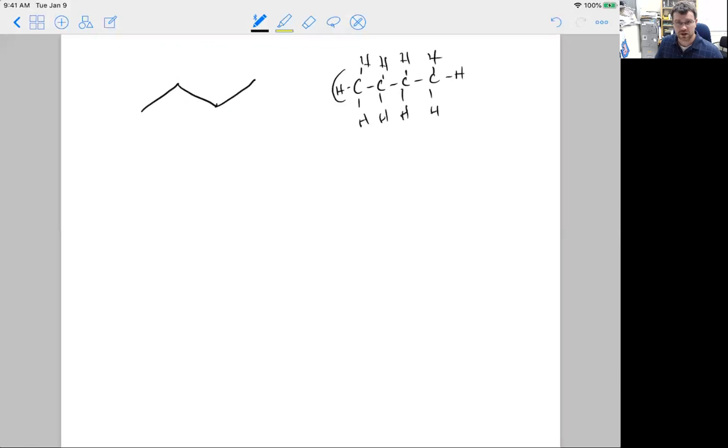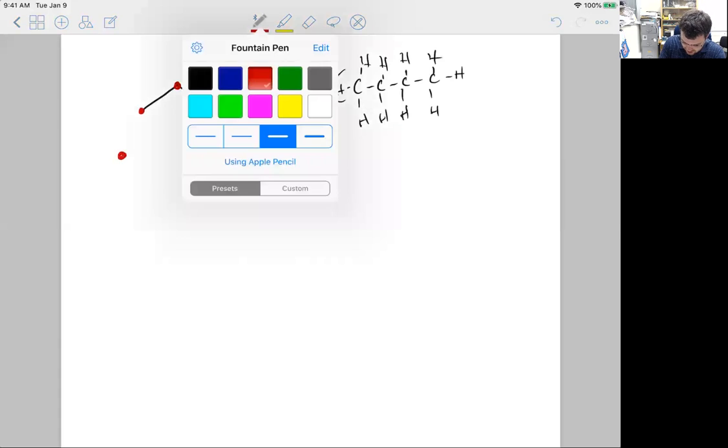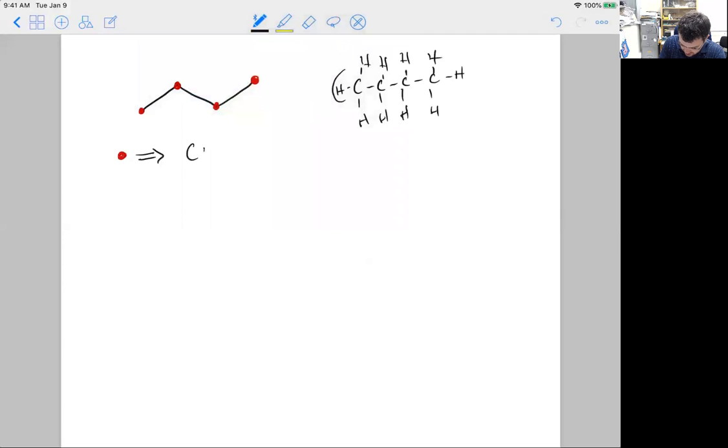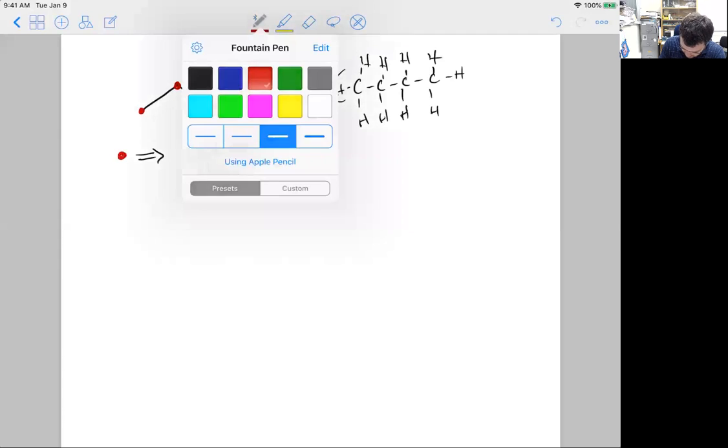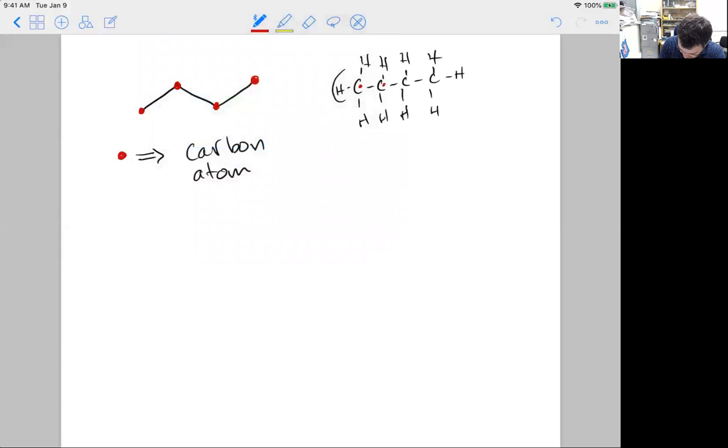Now I'm going to take advantage of my ability to write with multiple colors, and I'm just going to point out that what we have with this molecule are 4 points where we change direction. So each of these dots is a carbon atom. So there's 4 of them, 4 carbon atoms, and there's 4 dots in my structure.